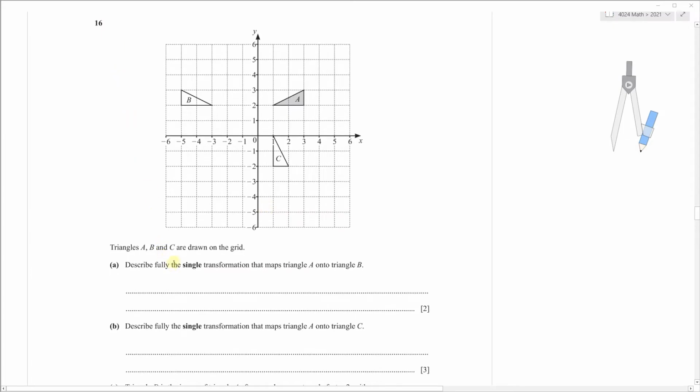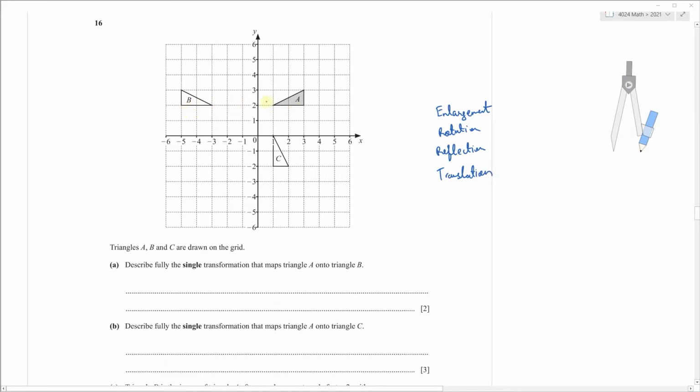Question number 16. Triangles A, B, C are drawn on the grid. Describe fully the single transformation that maps triangle A onto triangle B. So you have enlargement, rotation, reflection, and translation. These are the four types of transformations that you have studied.